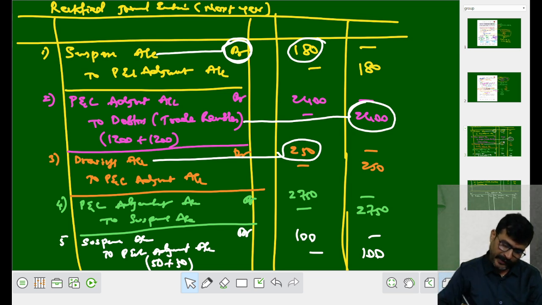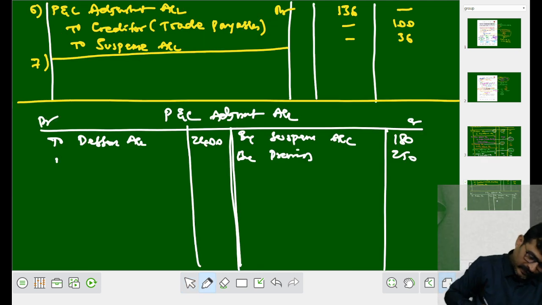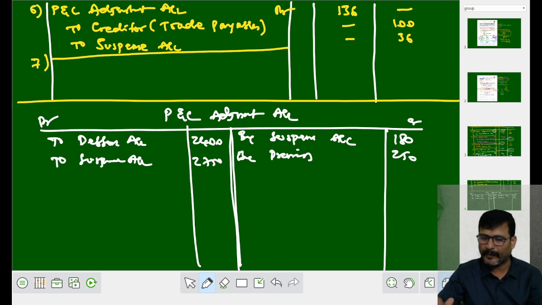In the next entry, P&L adjustment to suspense. Suspense is in the credit side, so it comes to a debit side. To suspense account, I hope it is 2750. Am I right, my dear students? Are you getting my word? We are in the climax part.